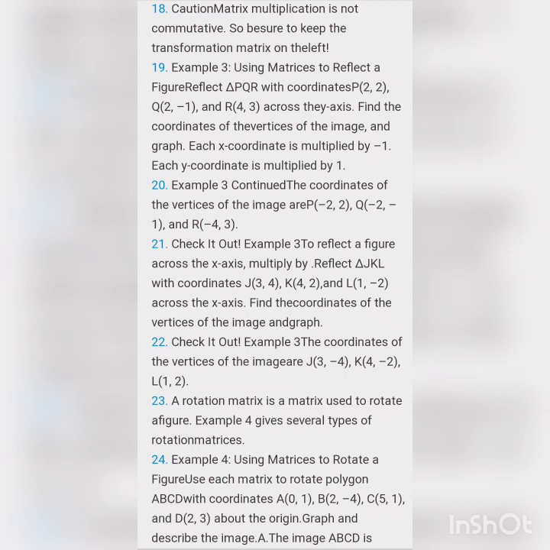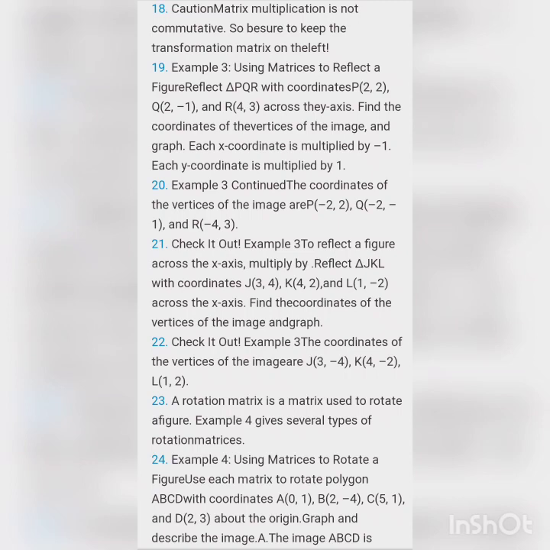Check it out. Example 3: reflect triangle JKL with coordinates 3 comma 4, 2 comma 1, 1 comma minus 2 across the x-axis. Find the coordinates of the vertices of the image and graph. Check it out. Example 3: the coordinates of the vertices of image JKL.